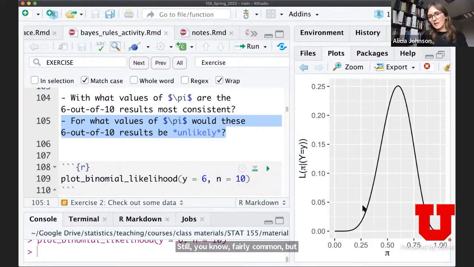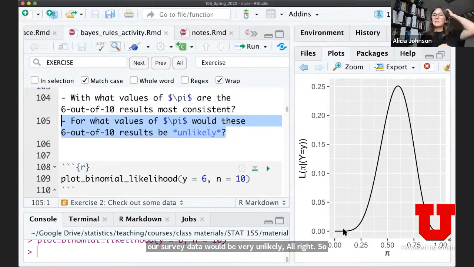But the fact that the likelihood function drops off to 0 down here and up here is basically saying that our data would not be very likely to happen if pi were as low as, say, 0.1. So if only 10% of people in the population believed in climate change, the chance of getting 6 out of 10 in our survey data would be very unlikely.